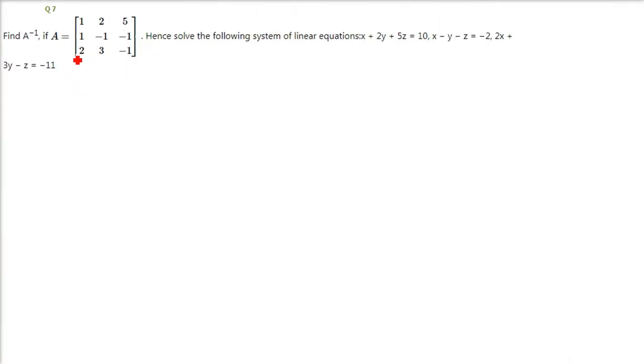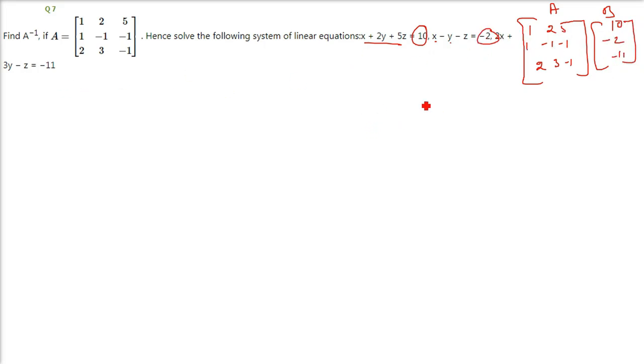Find A inverse if A is this. Hence solve the following system of linear equations. These are three equations: x plus 2y plus 5z equals 10, x minus y minus z equals minus 2, and 2x minus 3y minus z equals negative 11. So I am writing the coefficients of x, y, z in order to find the matrix called A. I am just writing these 2, 3, negative 1. This is the matrix already given to you in the question. What is B? 10, negative 2 and negative 11.